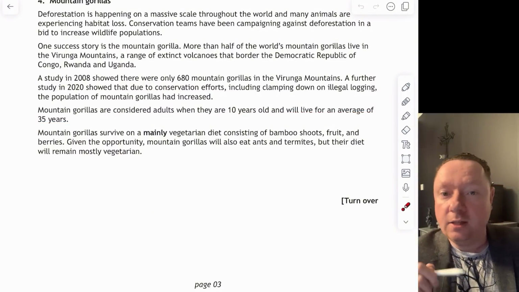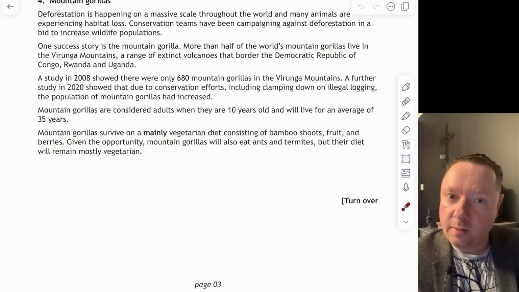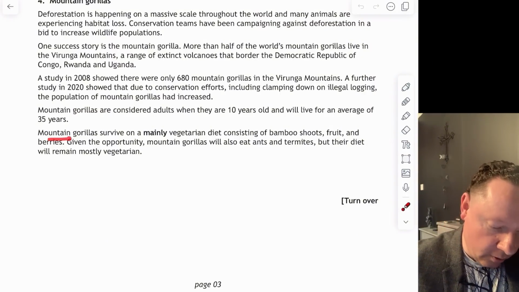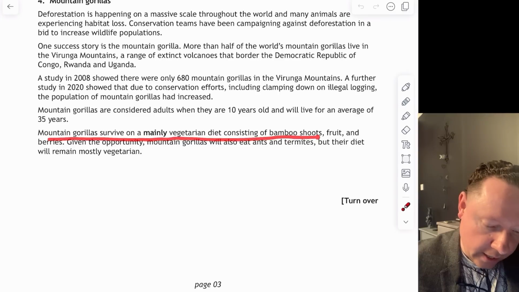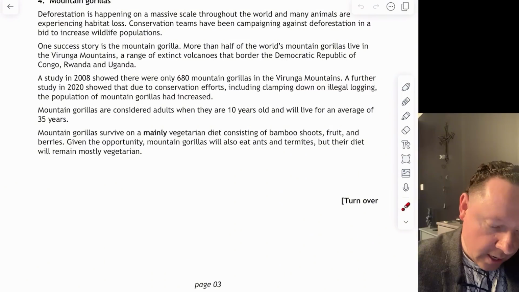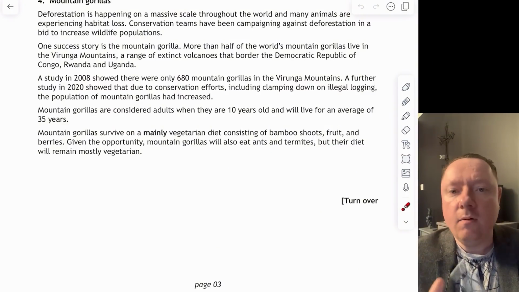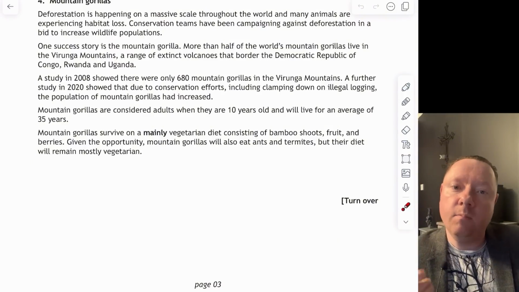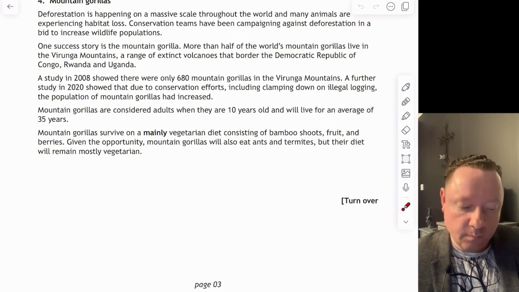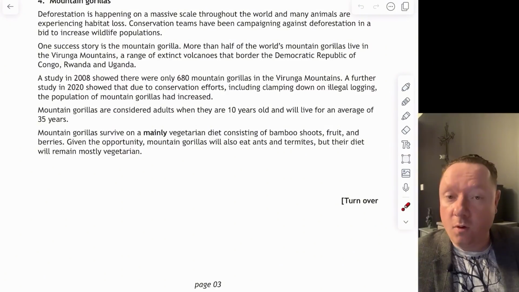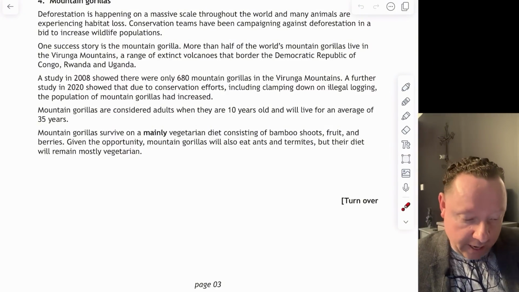So there's a trick. It's not 35 times by, it's 25 because they're adults when they hit 10. And the second trick, mountain gorillas survive mainly on a vegetarian diet consisting of bamboo shoots, fruits and berries. Given the opportunity, they will also eat ants and termites, but the diet will remain mostly vegetarian. So what does that mean? Well, if you're mainly or mostly something, it means you do it more than 50% of the time. So if you're going to pick the amount of termites or ants that the gorillas eat, you have to pick a number less than 50%.